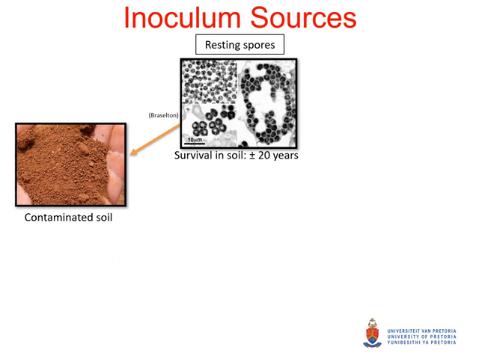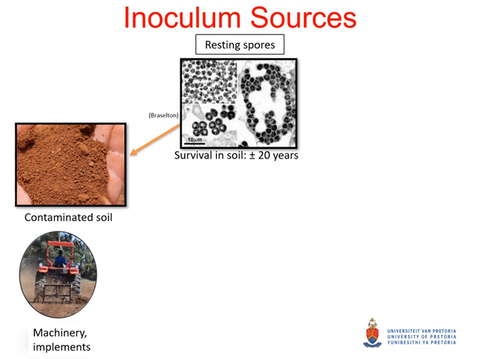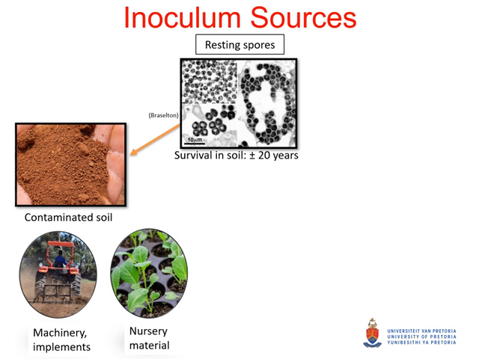So as I've mentioned, one of the main sources of inoculum is contaminated soil, and these resting spores, as you can see in that electron micrograph, can survive in the soil for approximately 20 years. Now, contaminated soil can be spread from one field to another through machinery or implements, nursery material. So if the soil or the growing medium in the nursery is contaminated, then the seedlings that are planted out in the field are already contaminated or infected with the pathogen.